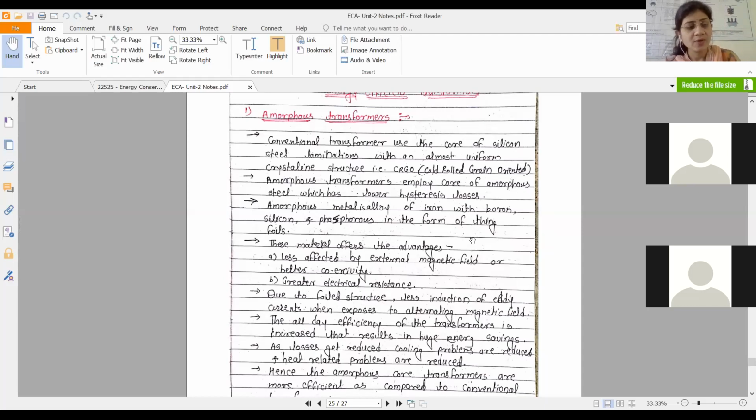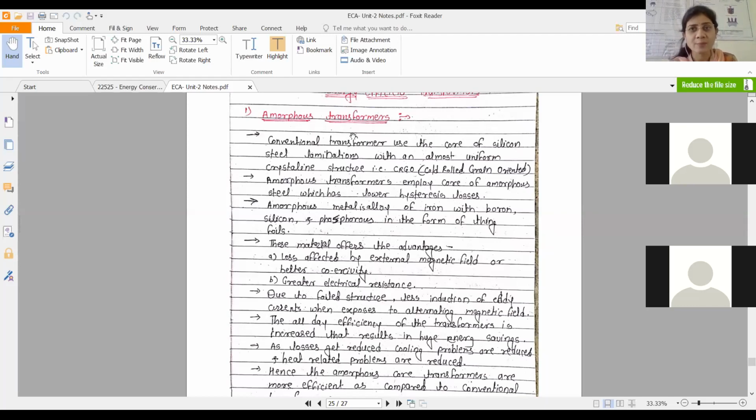Whenever we previously discussed the energy conservation techniques in the transformer, we discussed replacing the conventional transformer with the energy efficient transformer. So this topic we discuss first. First is the amorphous transformer.